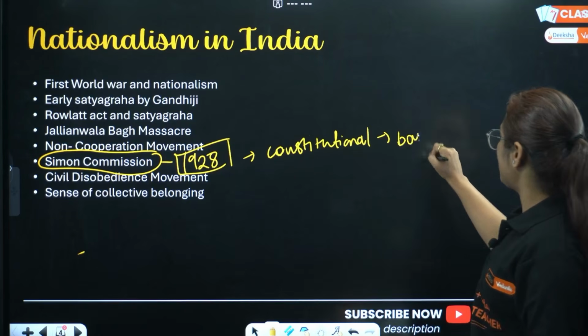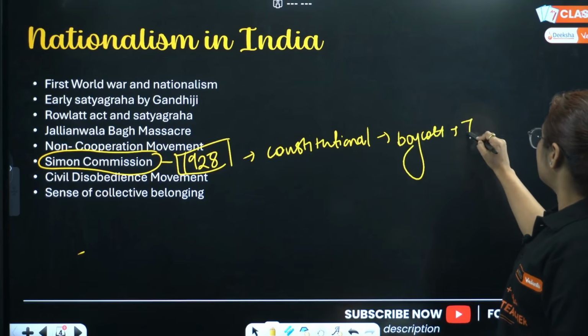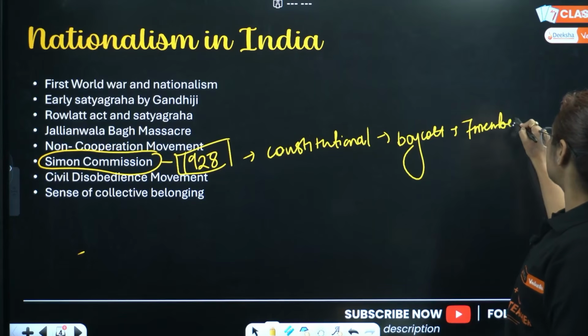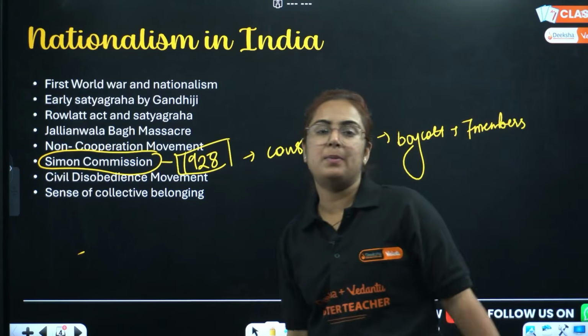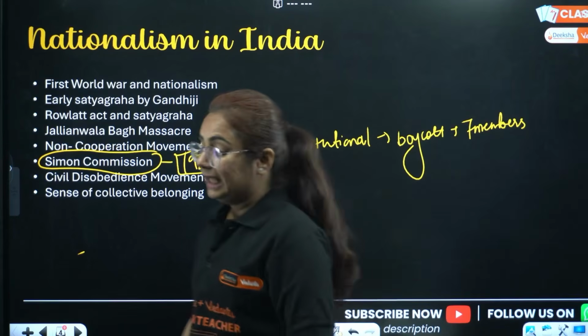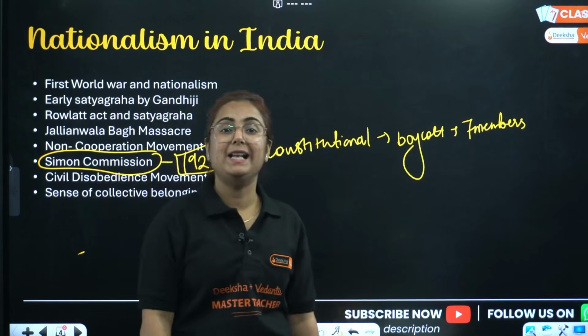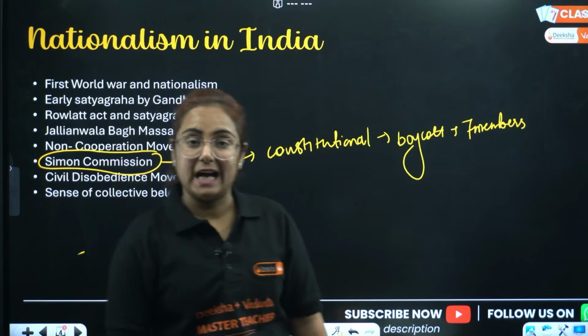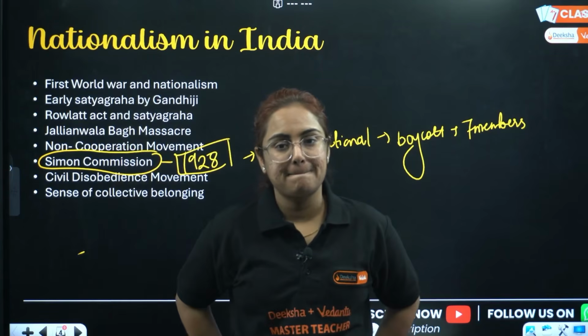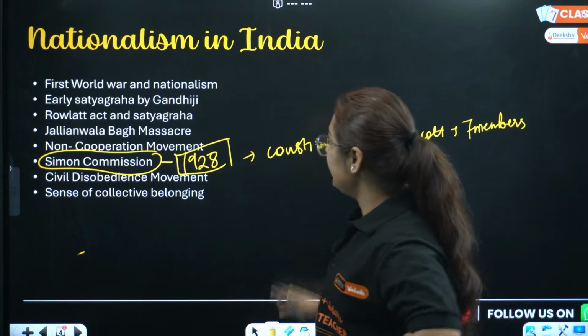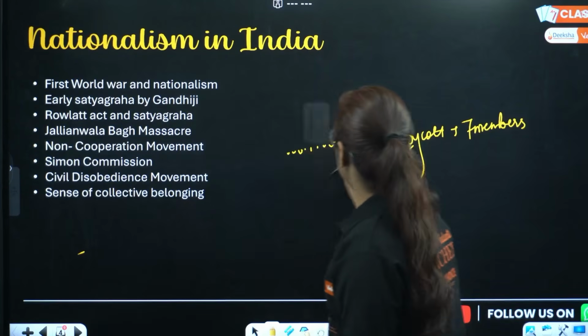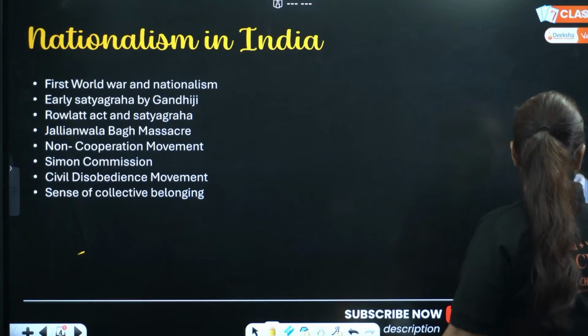But it was boycotted by the people of India because there were 7 members and all the members were British. No Indian member in the constitution development. The commission was welcomed by a slogan, Simon, go back. Okay, now moving to civil disobedience movement, Simon Commission was formed and all that thing was going on.